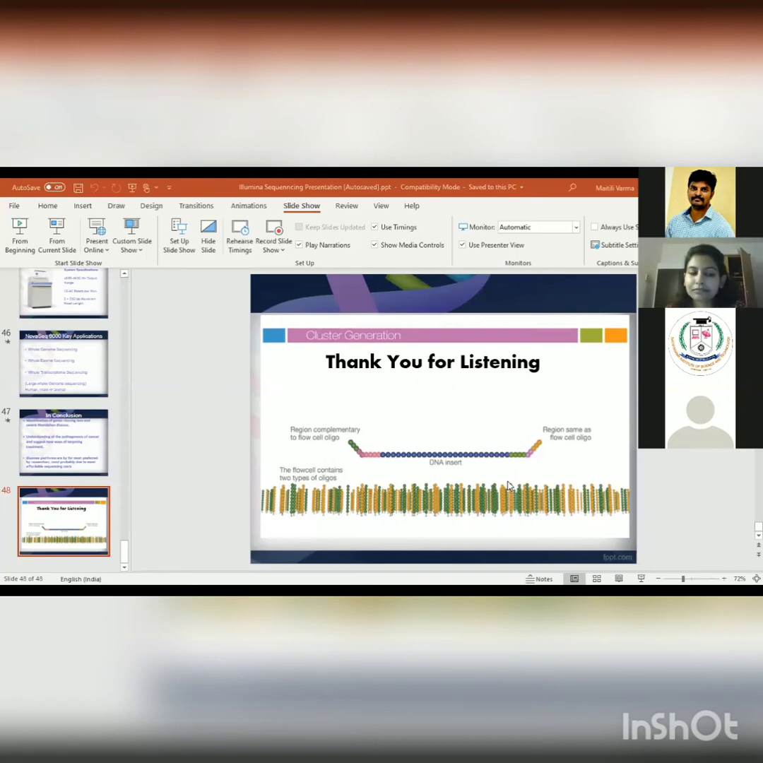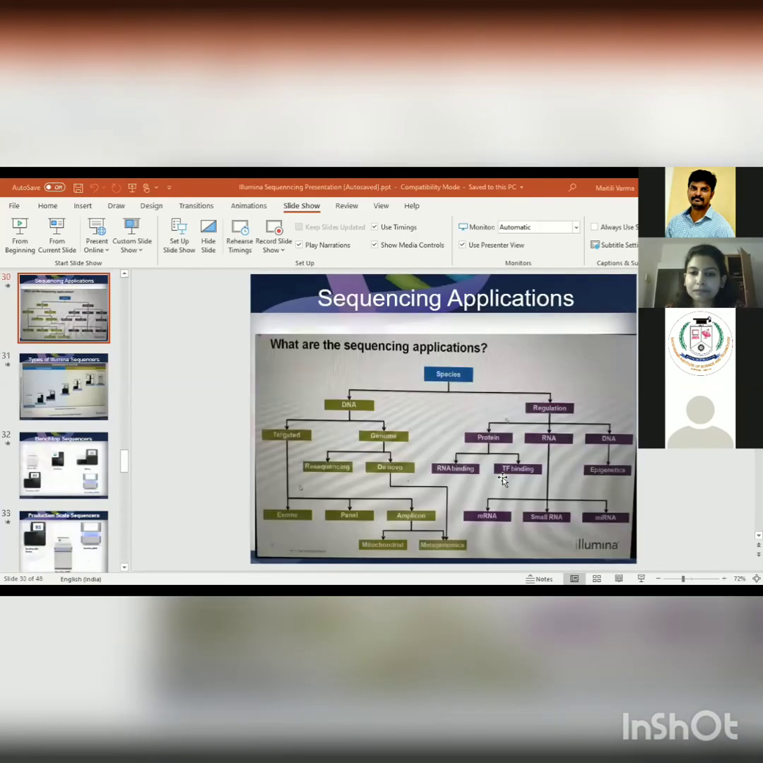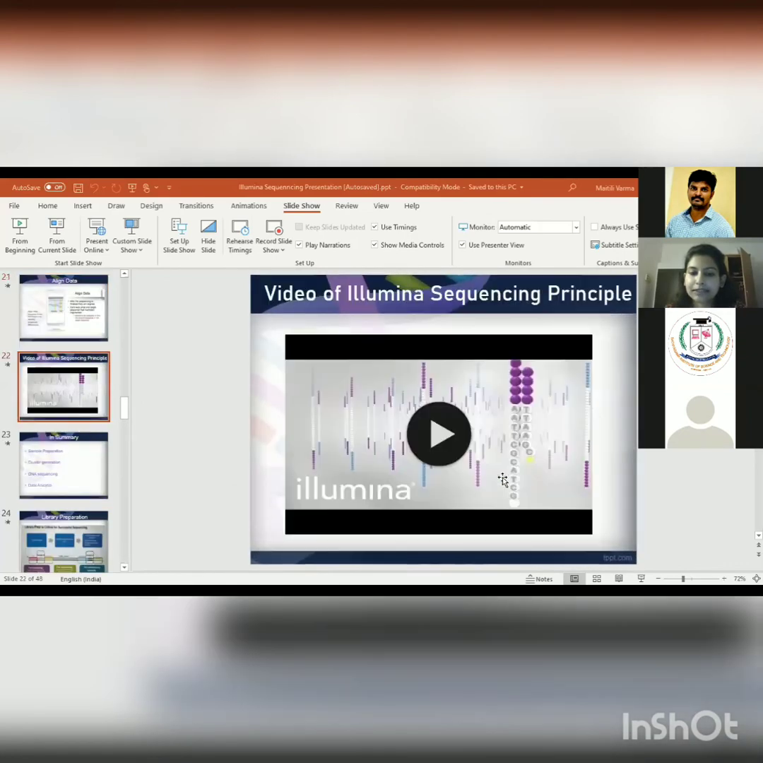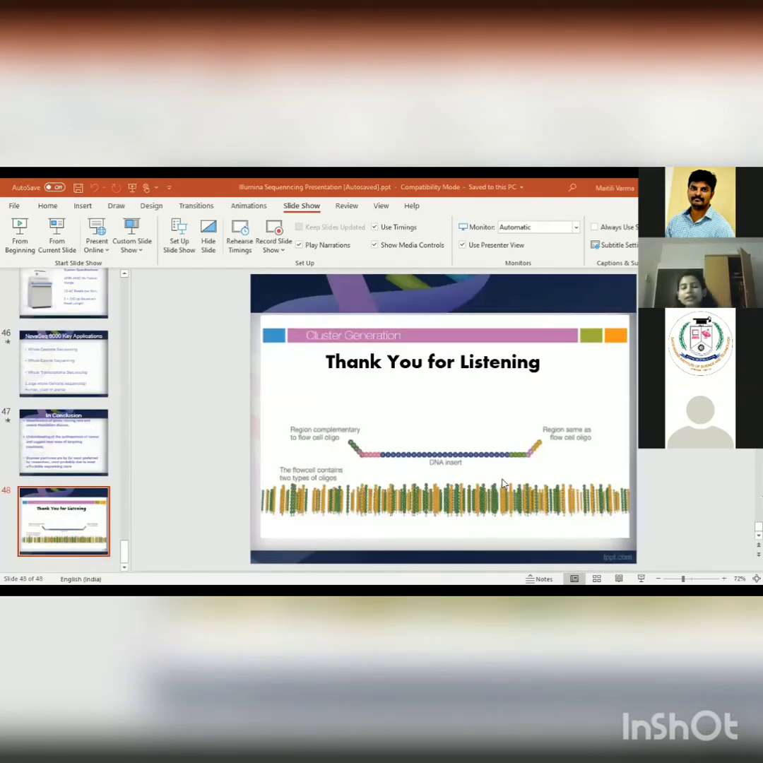Next query from Dr. Aruna Patri. Can you please tell us about sequencing using Affymetrix? I don't have that much knowledge about Affymetrix, I'm so sorry. I know about Illumina. I've done more on that.